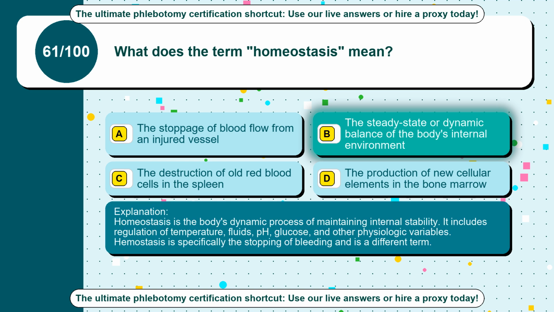Homeostasis is the body's dynamic process of maintaining internal stability. It includes regulation of temperature, fluids, pH, glucose, and other physiologic variables. Hemostasis is specifically the stopping of bleeding and is a different term.